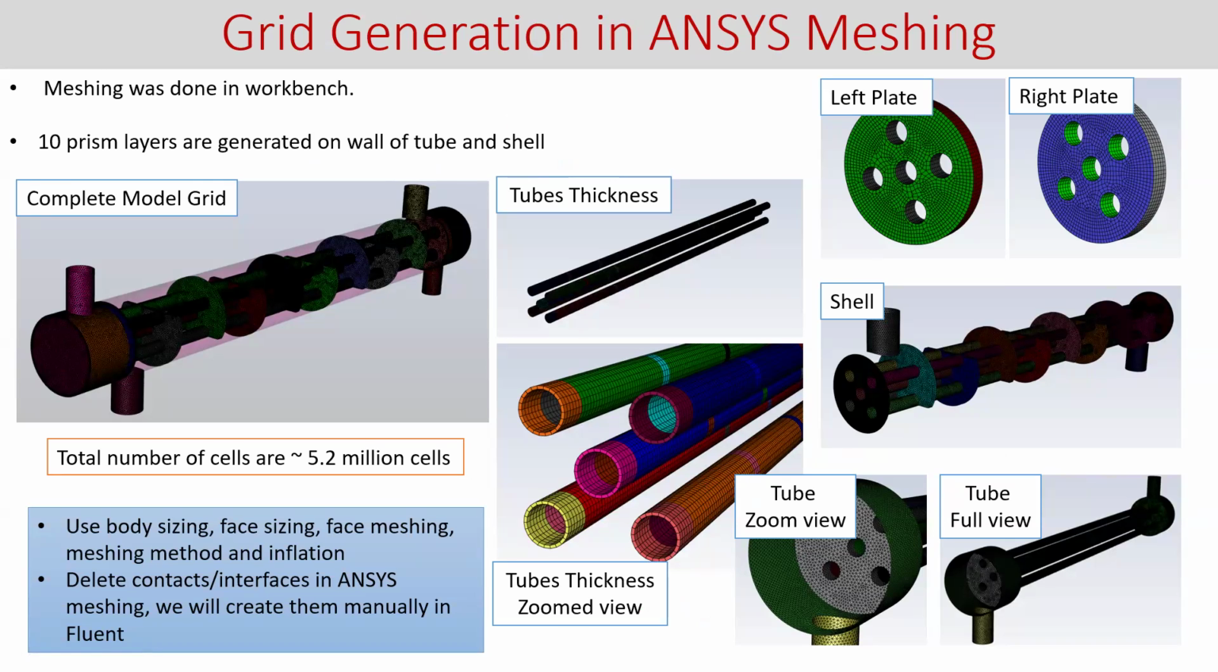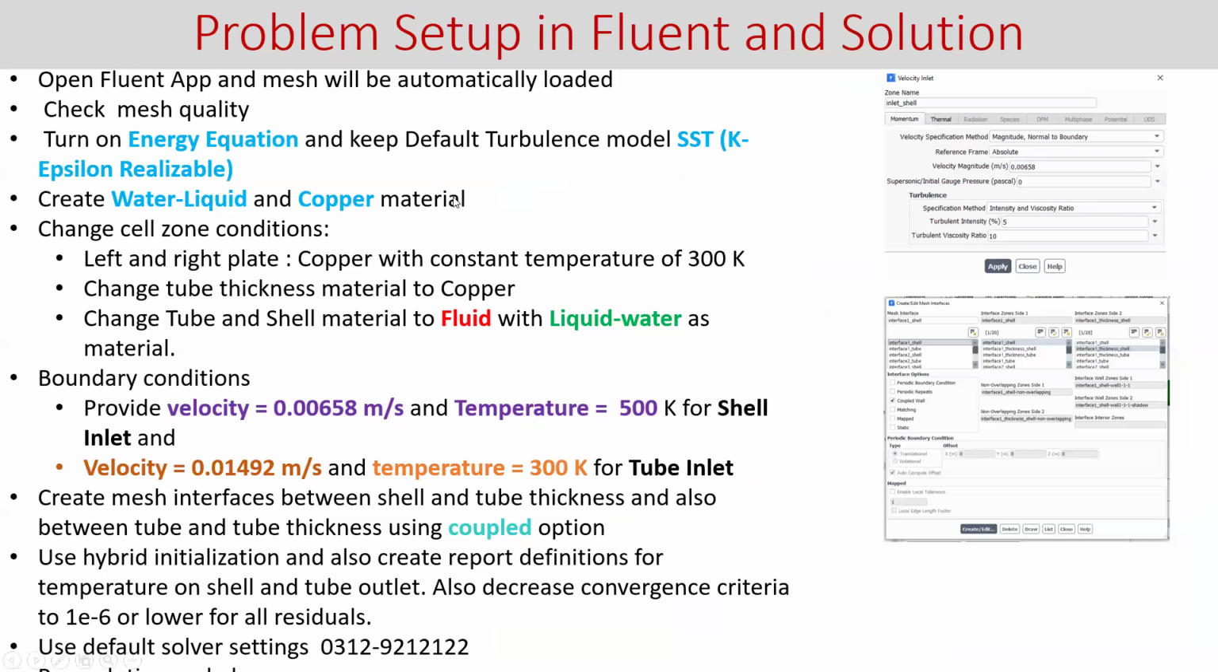This is what you have learned in the first workshop, the different methods, different techniques, how to define the sizing, how to define the inflation layer. You will apply all these things in this workshop. This will be an application of all the meshing methods. And then how to define the problem in the Fluent software, the fluid properties like the hot fluid and the cold fluid, and solid material properties like tube thickness. We define that as copper, and then we define the properties for the shell fluid and the tube fluid.